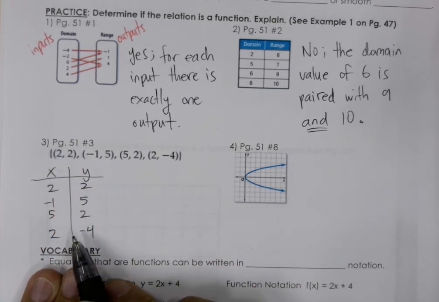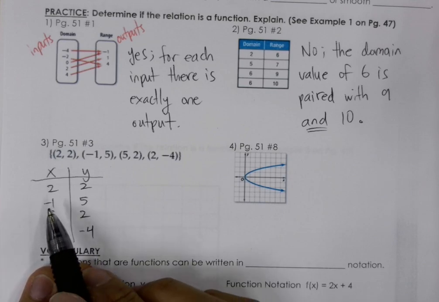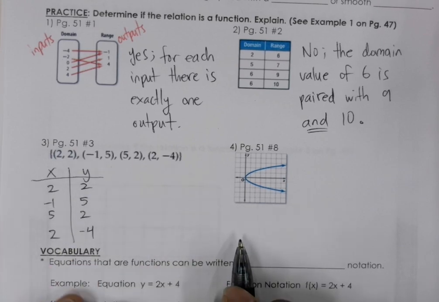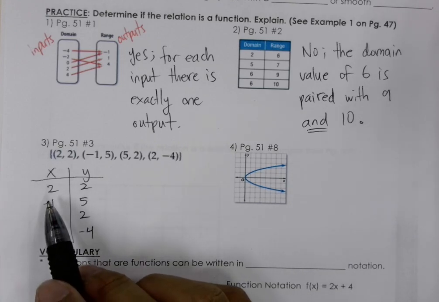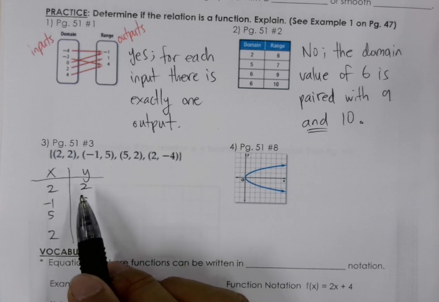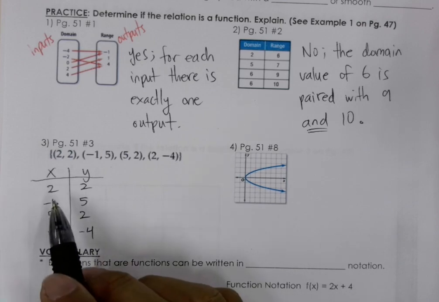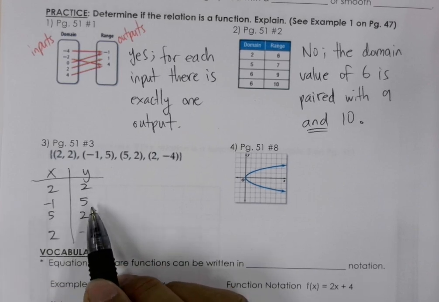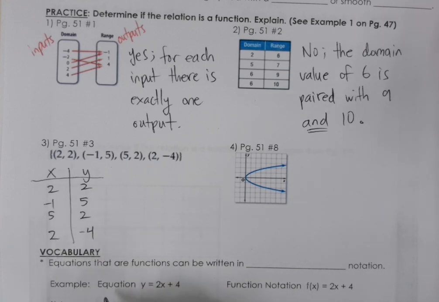Now, is this relation a function? It would be a function if for every value x there is only one value y. It would not be a function if a value x is mapped to more than one value in the y. So looking at this, we have 2 is mapped with 2, -1 is mapped to 5, 5 is mapped to 2, and 2 is mapped to -4.